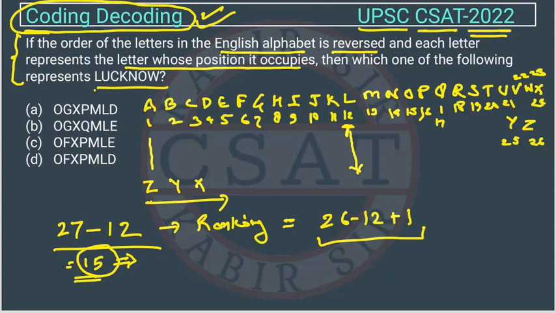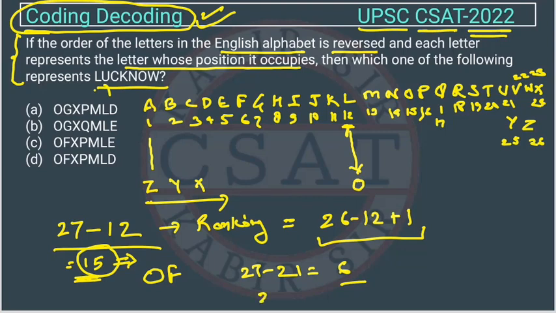What is the letter at position 15? Position 15 is occupied by O. So when we reverse it in this way, the O will come here. Whatever way you feel easy, you do it. Similarly, we find U. U is at position 21. So 27 minus 21 is equal to 6, and at position 6 we have F. Now we will check for C.